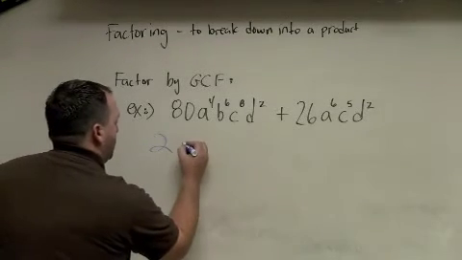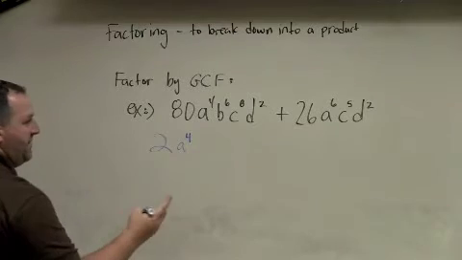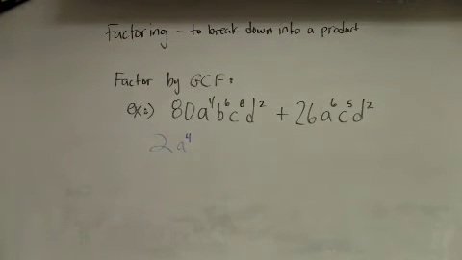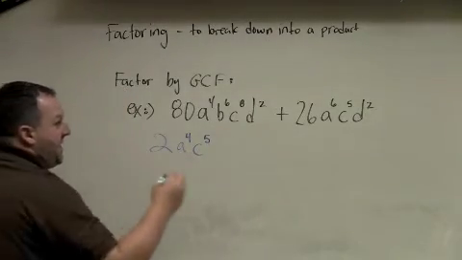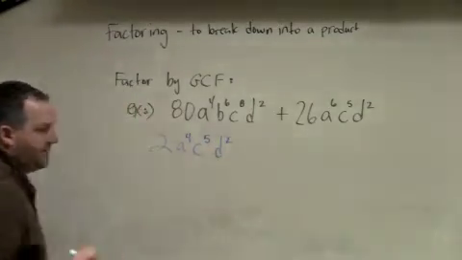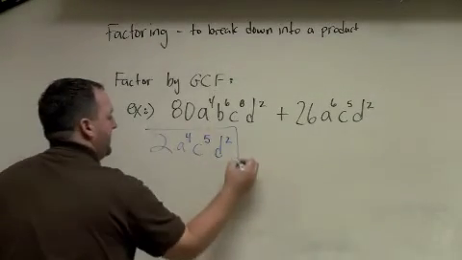Do they have A's in common? Yes, they have 4. A to the 4th. Do they have B's in common? No, they do not. The second term does not have B's. Do they have C's? Yes, they do. C to the 5th. Do they have D's in common? Yes, they do. 2 apiece. That's the GCF. Okay?